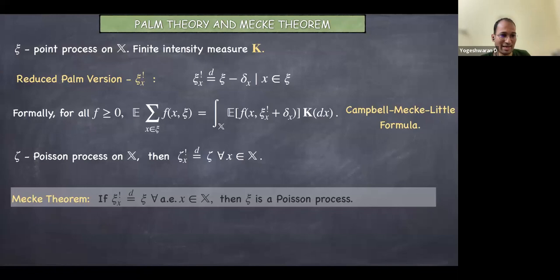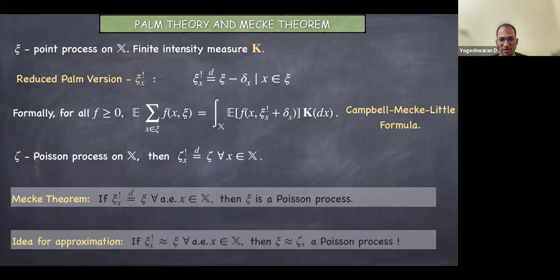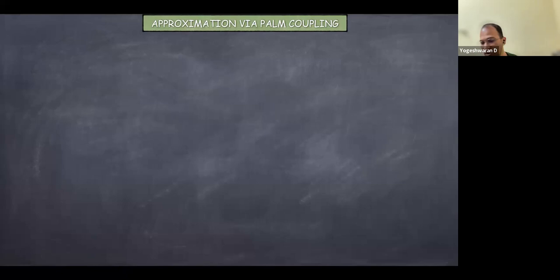And immediately you get this idea, which people have exploited over the years in various ways, the idea of approximation. If xi_x is approximately xi in distribution for almost every x, or a little better, I can say it's nearly equal, then is xi a Poisson point process? This is the basic idea when you use Palm theory. If the reduced Palm distribution is the same as the original, close enough, then is the original distribution a Poisson point process? So we will just state a formal result in this spirit.